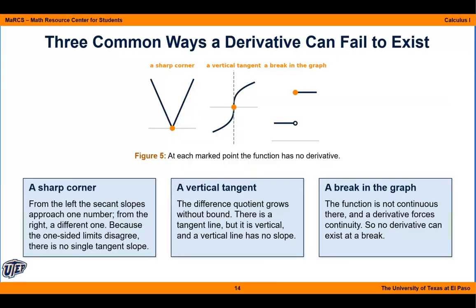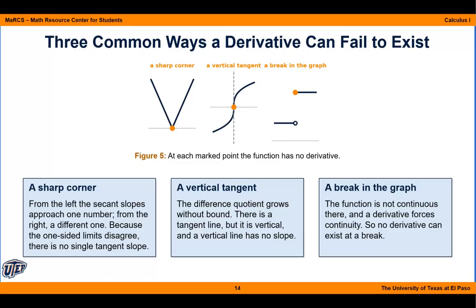Three common ways a derivative can fail to exist. The three graphs on this slide show common reasons a derivative can fail to exist. At a sharp corner, the secant slopes from left and right approach different values. Because there is no single limiting slope, there is no derivative at the corner. At a vertical tangent, the secant slope grows without bound. The tangent line is vertical and the vertical line has an undefined slope. Therefore, the derivative does not exist there as a finite number.